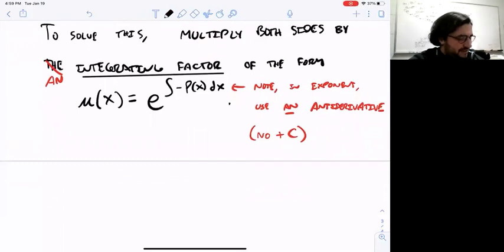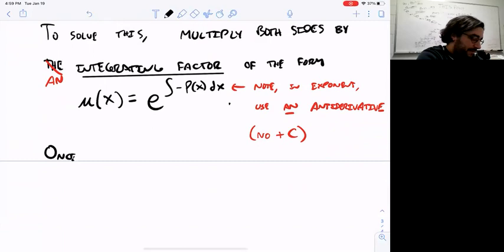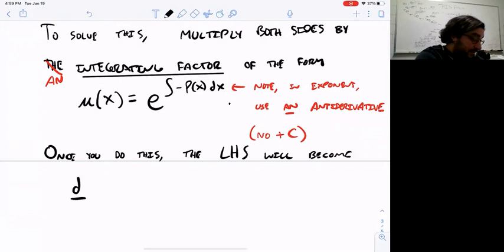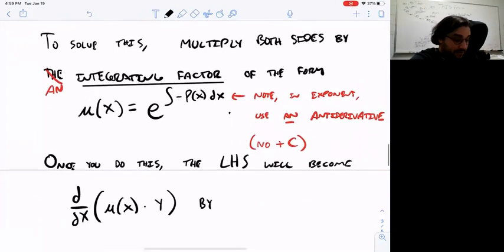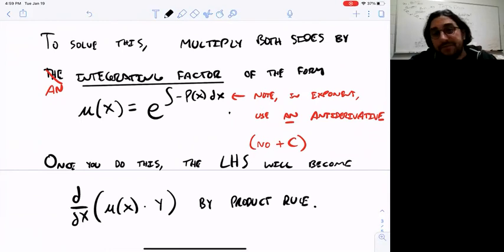Now, why does this help? I didn't say why this helps. So multiply both sides by that integrating factor. It turns out once you do this, the left-hand side will become the derivative of mu of x times y. It will become just that, just the derivative of mu of x times y by the product rule. And that's what's going to clean up your equation and make it solvable, right? So it's going to make you able to integrate both sides.